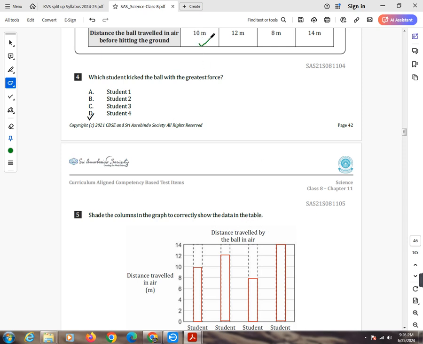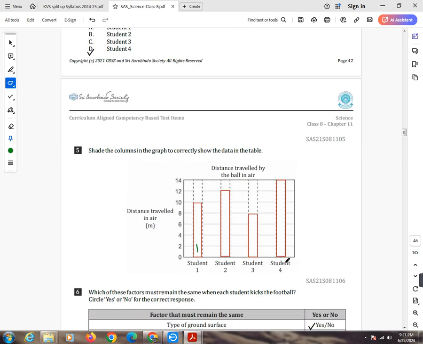So student A, when applying force on the ball, traveled a 10-meter distance. Here the bar graph is showing the distance traveled in air by student 1. How much is the distance? 10 meter. By student 2, how much is the distance? 12 meter. And for student 3? 8 meter. And for student 4? 14 meter. So it's a kind of graphical representation which is also known as a bar graph. So this information is in the form of a bar graph, correct?